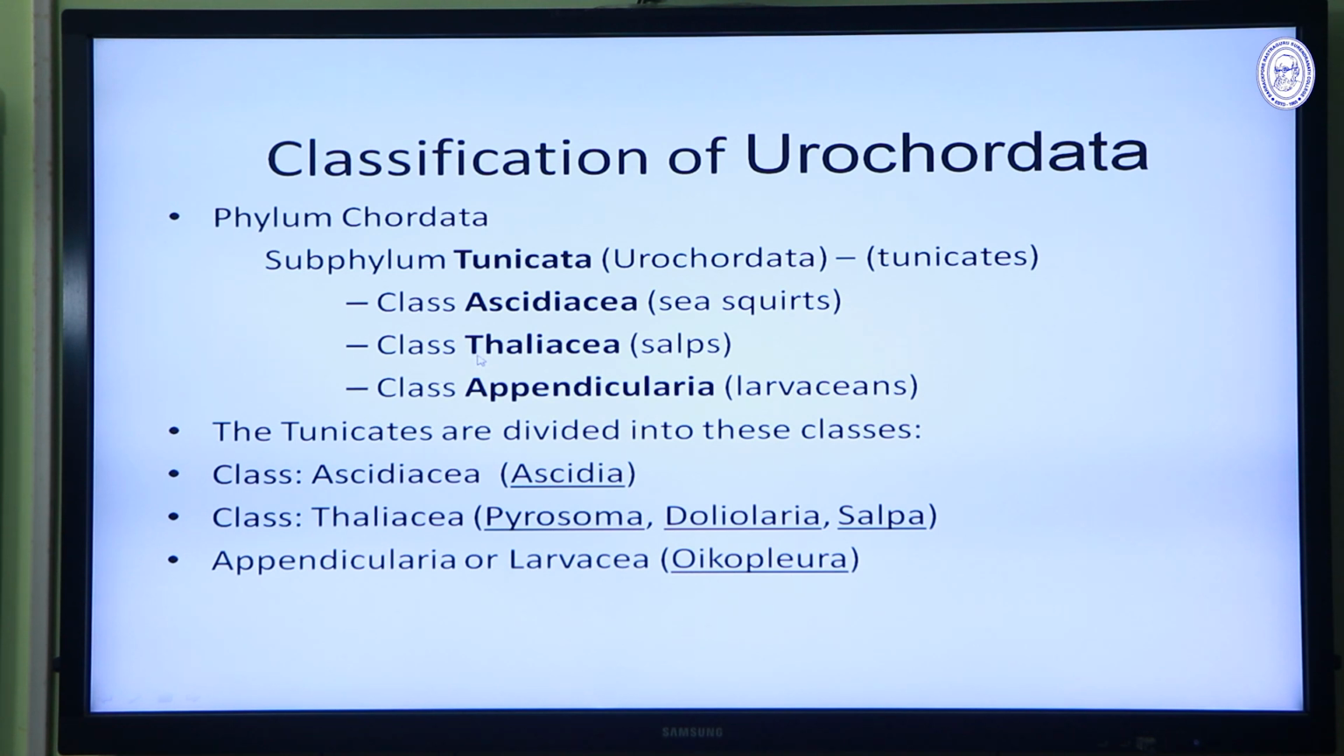Then the second class is Thaliacea. All the salps are included under this class, and the third one is the Appendicularia. All types of larvaceans, animals that remain in larval form throughout their life, are included in the class Appendicularia. So, these 3 classes: class Acidiacea, one example of which is Acidia; Thaliacea, which has one bioluminescent animal, Pyrosoma, as well as Doliolaria and Salpa; and Appendicularia or Larvacea, which contains animals like Oikopleura.